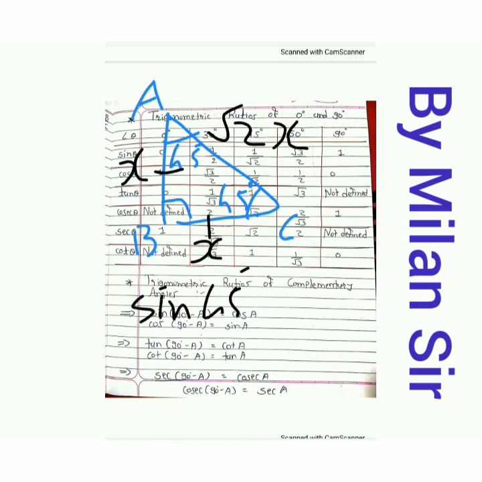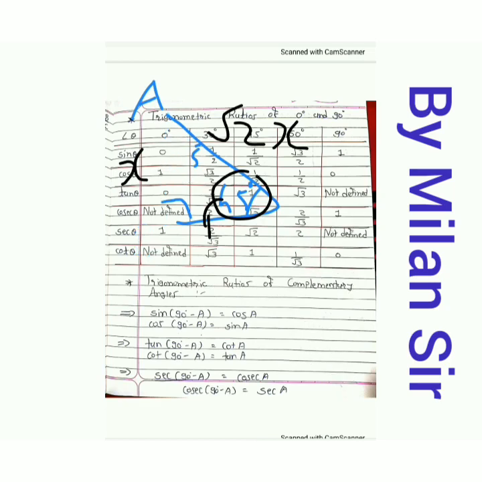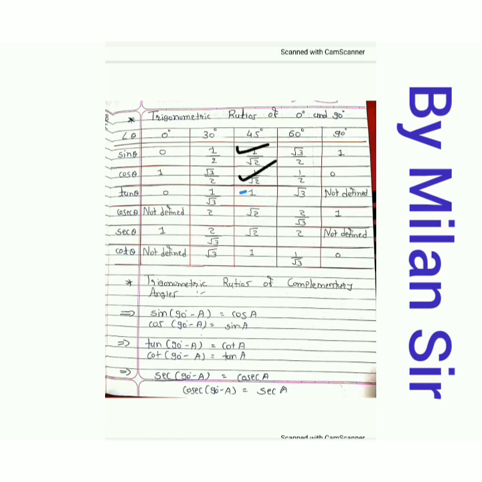Sin 45. Now take this angle, opposite side X and hypotenuse under root 2X. So X cut, you get 1 upon under root 2. Now same thing in cos. Again adjacent side X, hypotenuse under root 2X, and you will get the same answer for cos 45. So sin 45 and cos 45 both are 1 upon under root 2. Right?